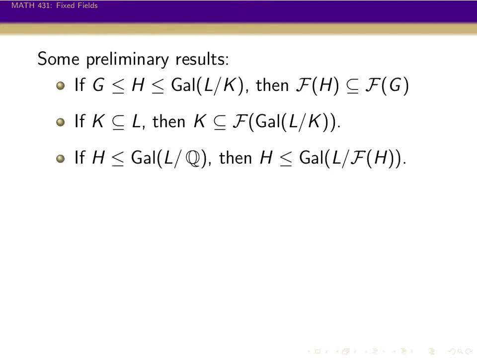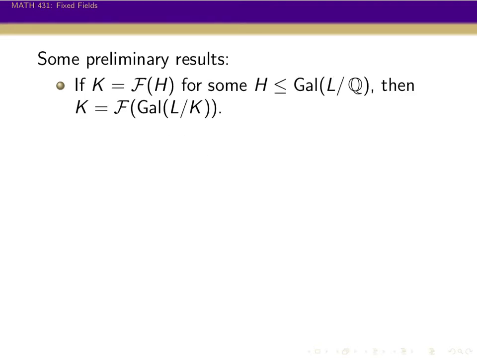If H is a subgroup of the Galois group of L over Q for some field L, then H is going to be a subgroup of the Galois group of L over the fixed field of H. This is just saying that everything in H is an automorphism on L that fixes everything in the fixed field of H.